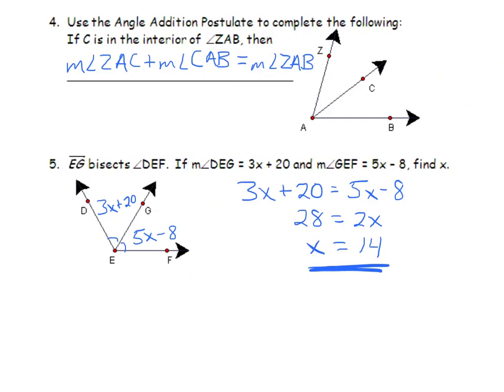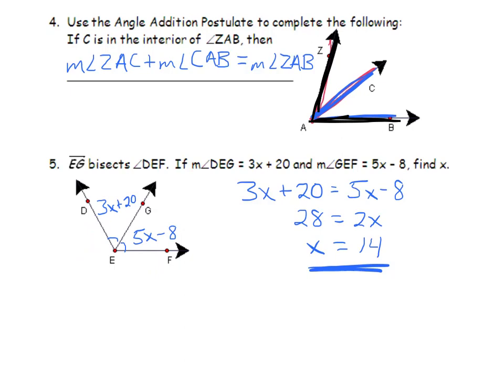So for number 4, it said use the angle addition postulate to complete the following. They told us that C was sitting inside the angle ZAB. Therefore, if we took a look at it, it was measure of angles ZAC plus the measure of angle CAB would give us the measure of angle ZAB. Very important that you remember with the angle addition postulate, please remember to put the M's in front of your angles.